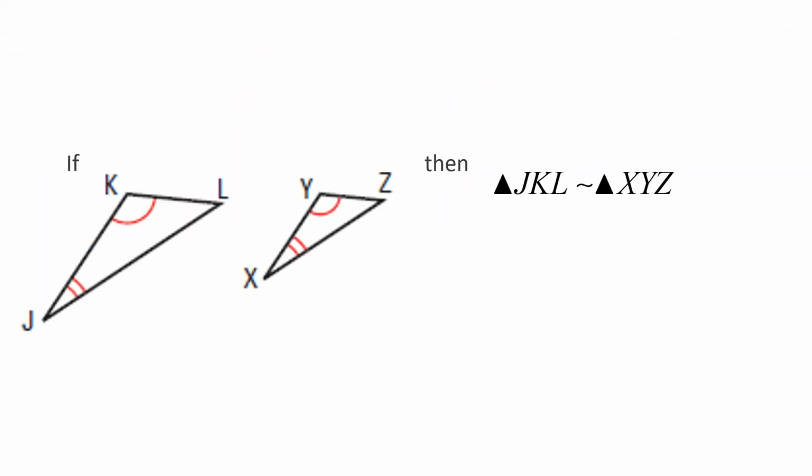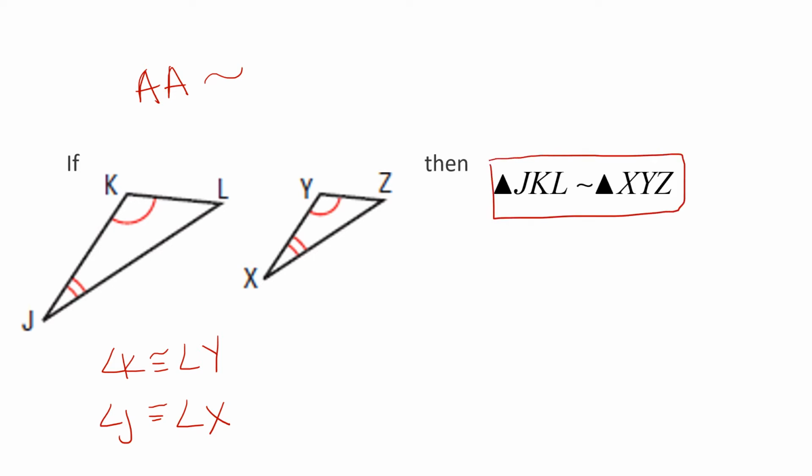So what AA is telling me is, if I have two triangles that have two angles that are congruent, so right now we would have angle K congruent to angle Y, and angle J congruent to angle X, then it's safe to say that those two triangles are similar. Notice this notation is subtly different from our congruency statements, but again, we would know these two are similar when I know that I have two angles that are congruent.